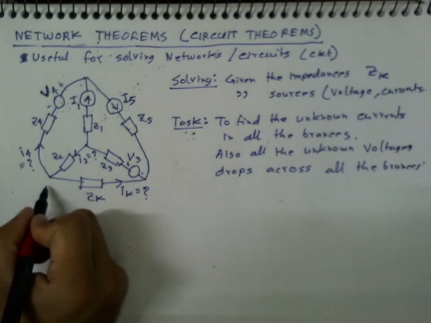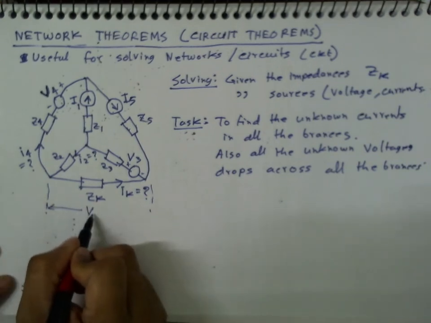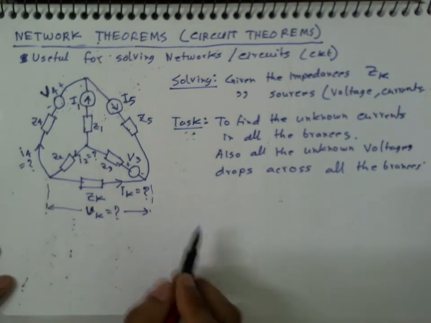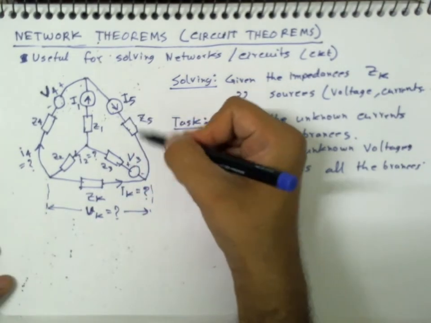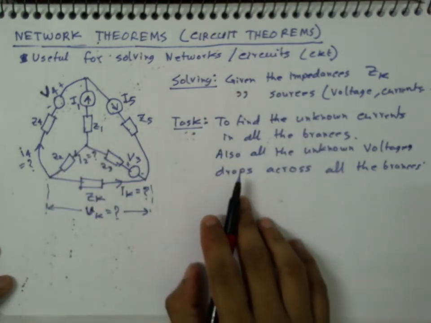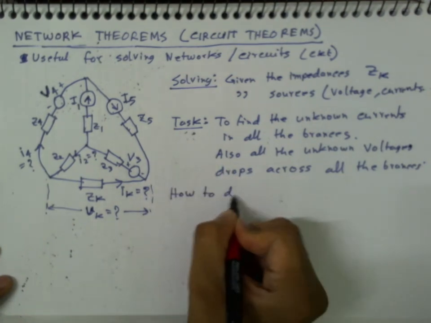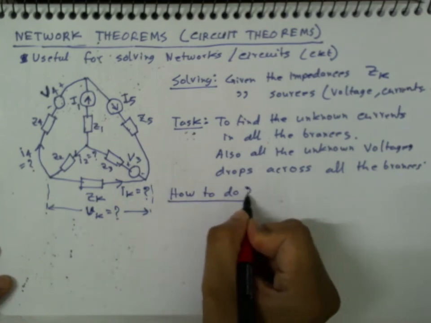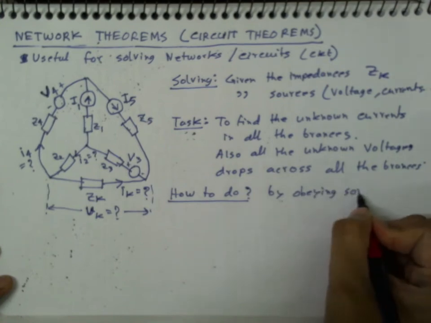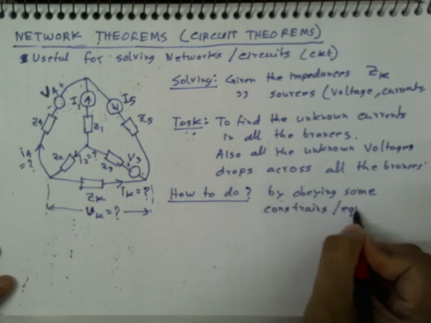So for example, what is the voltage drop Vk between these two nodes? Or what is the voltage across this impedance? All these unknowns we have to find out. So that's the task. And how do we do this? By obeying some constraints or equations.